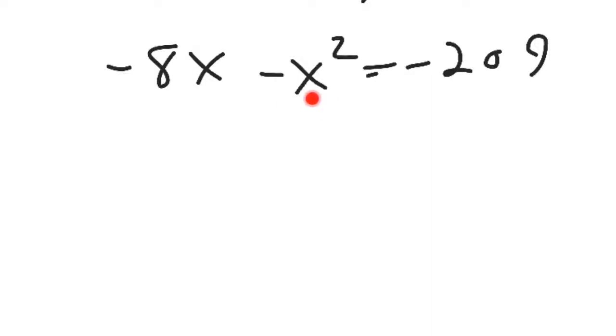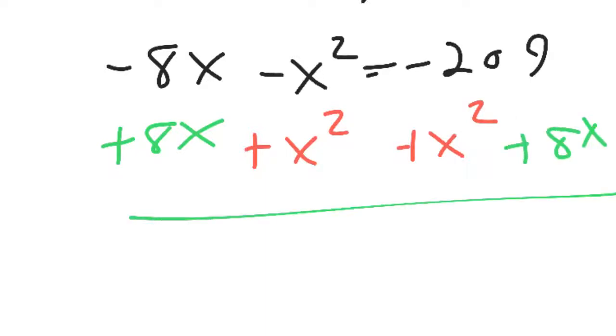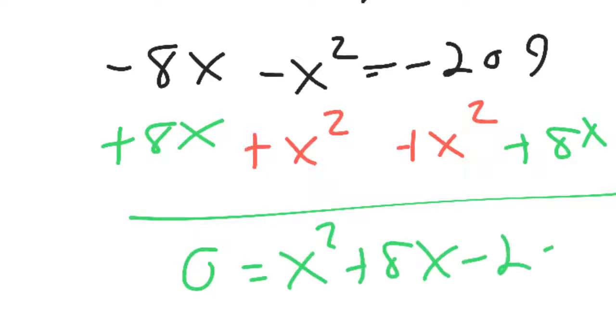And since it's usually easier to solve when a equals +1, I'm going to move x squared over to this side. I'm going to move 8x over to this side by undoing it. So you can add x squared to both sides. Then at the same time, I'm also going to add 8x to both sides. So here's what it should look like after you do that. 0 equals x squared plus 8x minus 209.